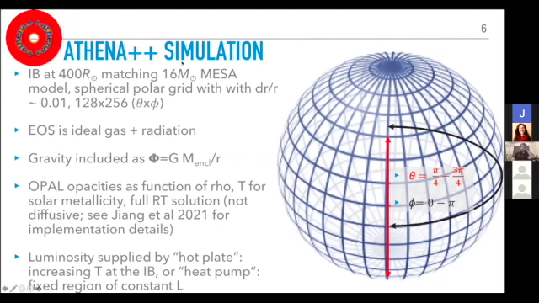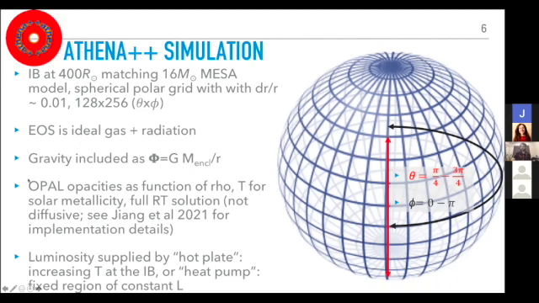So we turned to an Athena Plus simulation, which we ran. The inner boundary we put at 400 solar radii, which is inside the convective region, but we match profiles from a 16 solar mass MESA model, using a spherical polar grid with resolution shown here. Our equation of state is ideal gas and radiation, and gravity is included as G times the enclosed mass over the radius. Because these envelopes are loosely bound, having gravity right, we think, is pretty important.